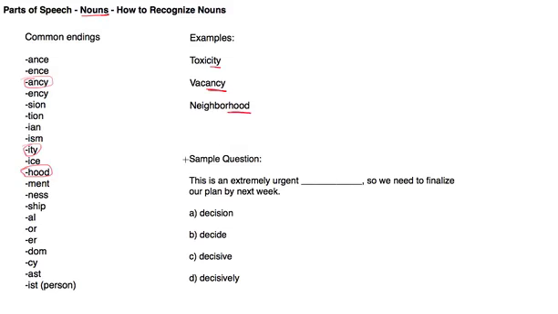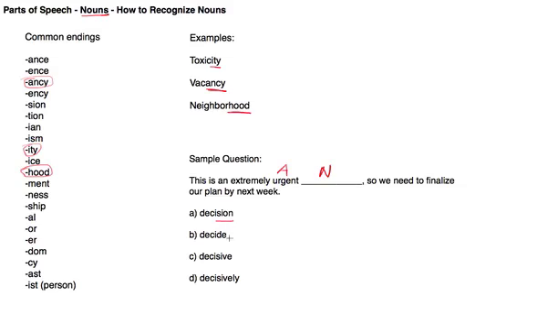So if we look at a sample question, you can see the sentence, this is an extremely urgent something, so we need to finalize our plan by next week. Now, you might say, okay, here I have an adjective, so I probably have a noun following it. And if you need to choose a noun, and you know you need a noun, how do you recognize it? You look at the ending.